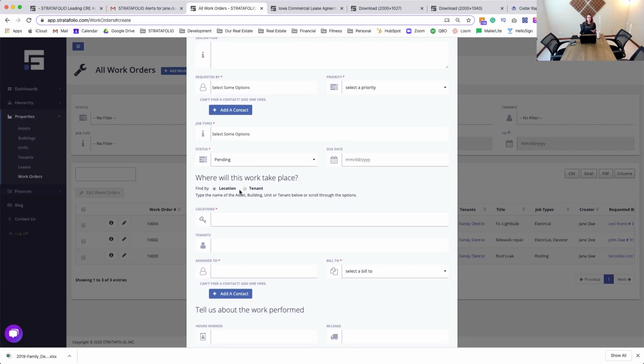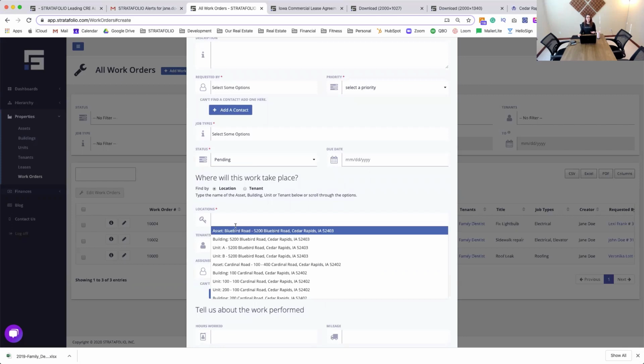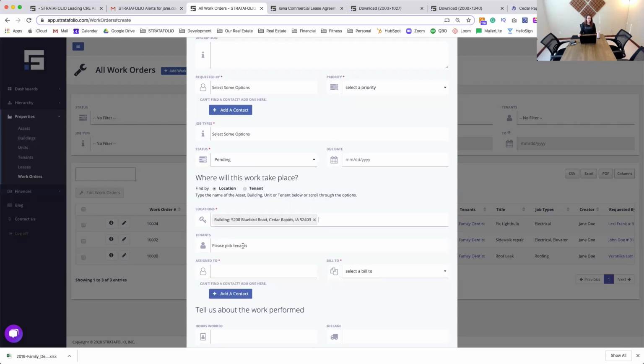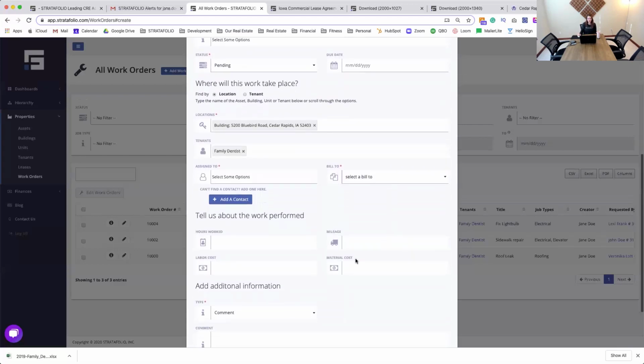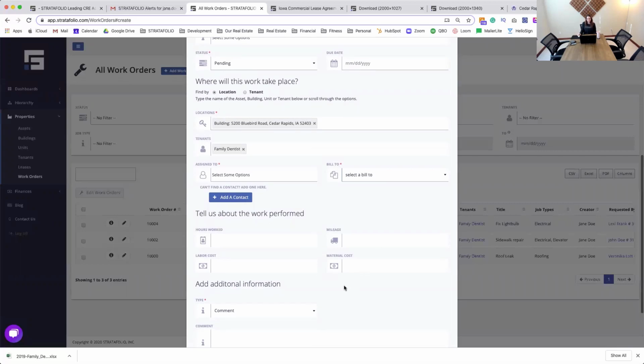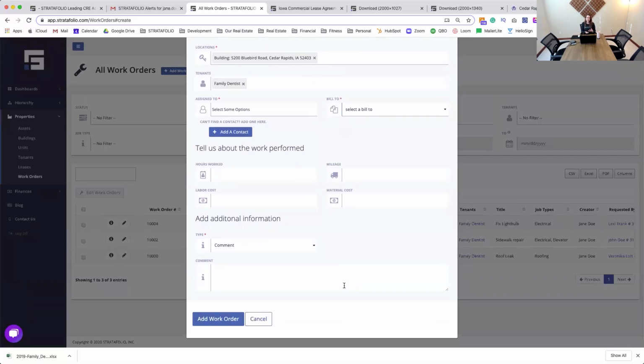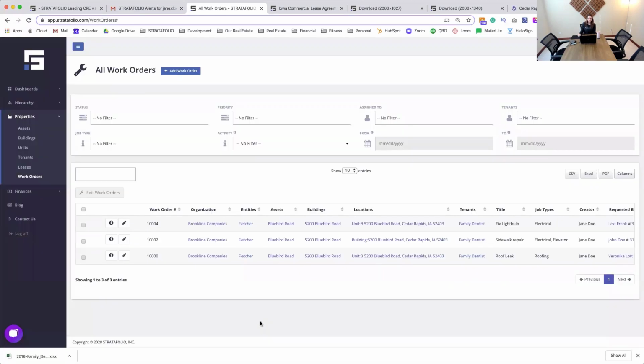Because we're capturing the information already in the system, we know what the location is, we know what the tenant is, so we can just select that information, pick the tenant, assign it to whoever you're going to assign it to, and then decide who you're going to bill this to. Maybe it's owner responsibility, so no worries. But you can track the hours to get that work done, the mileage, any costs associated with that. So it's data that you have to make real decisions about the future. That's huge. Yeah, that is great.